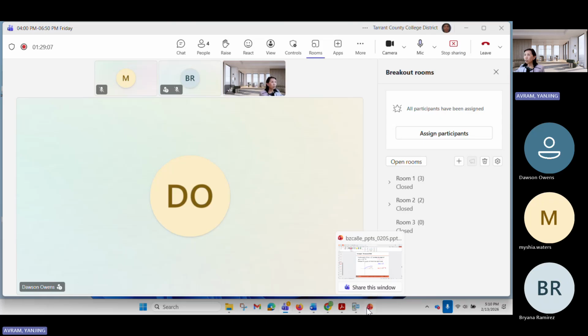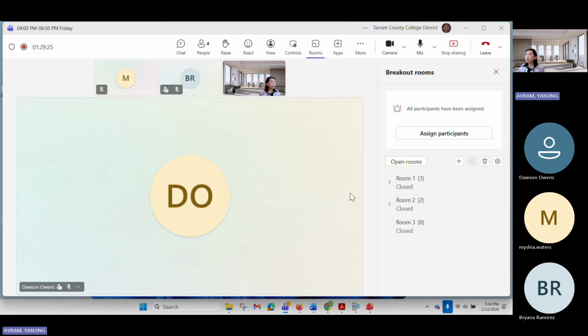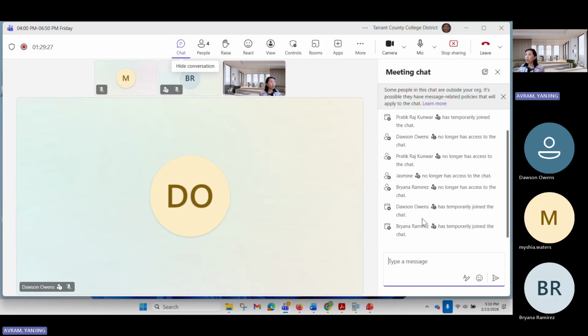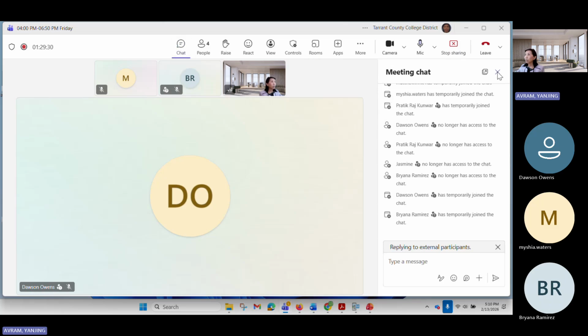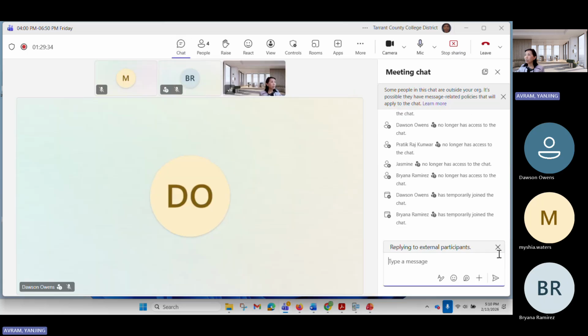Okay, so any group, any answer for that? What's the domain for f of x? What's the domain for g of x? Any group, you can type it in the chat if you want. Anyone want to type it in the chat, or you can unmute yourself to talk. Either one. Any group got an answer, or anyone can talk.